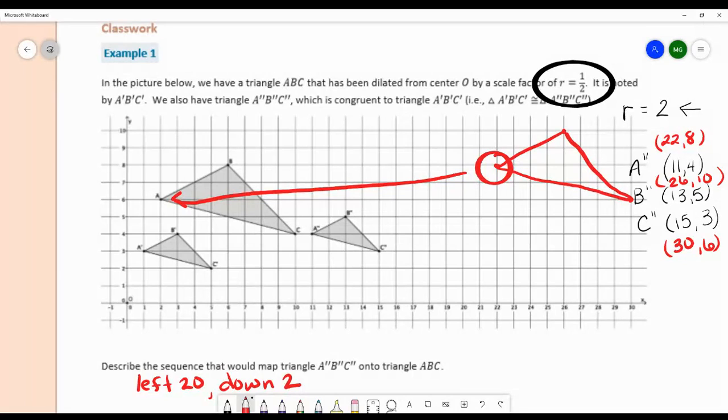We could also have taken our points, which we notice are 22 and 2, and subtracted 22 minus 2, and that would have given us our left 20.